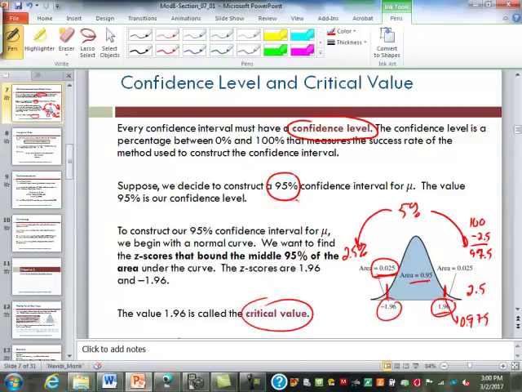So for a 95% confidence level, we're taking 95% out of the middle of that normal curve. We get these z-scores here that form the boundaries of that 95% region, and those are our critical values. So it's positive 1.96 and negative 1.96, but we just use the positive. The 1.96 is our critical value.